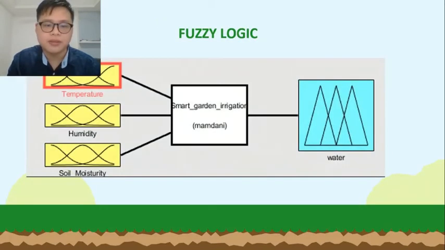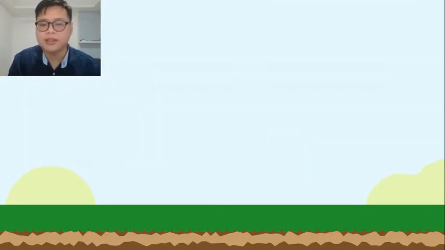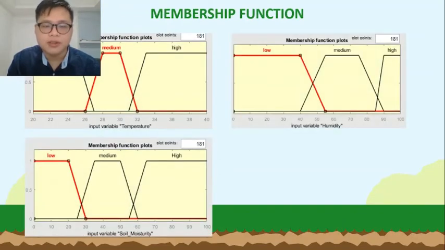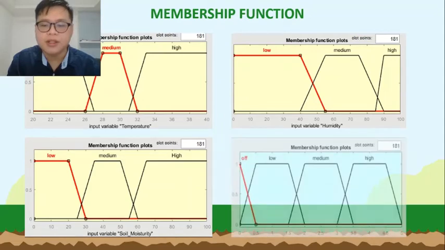For the fuzzy logic, the inputs will be the temperature, humidity, and soil moisture. The output will be the water demand for the plants. These three parameters will influence the water needed for the plants.